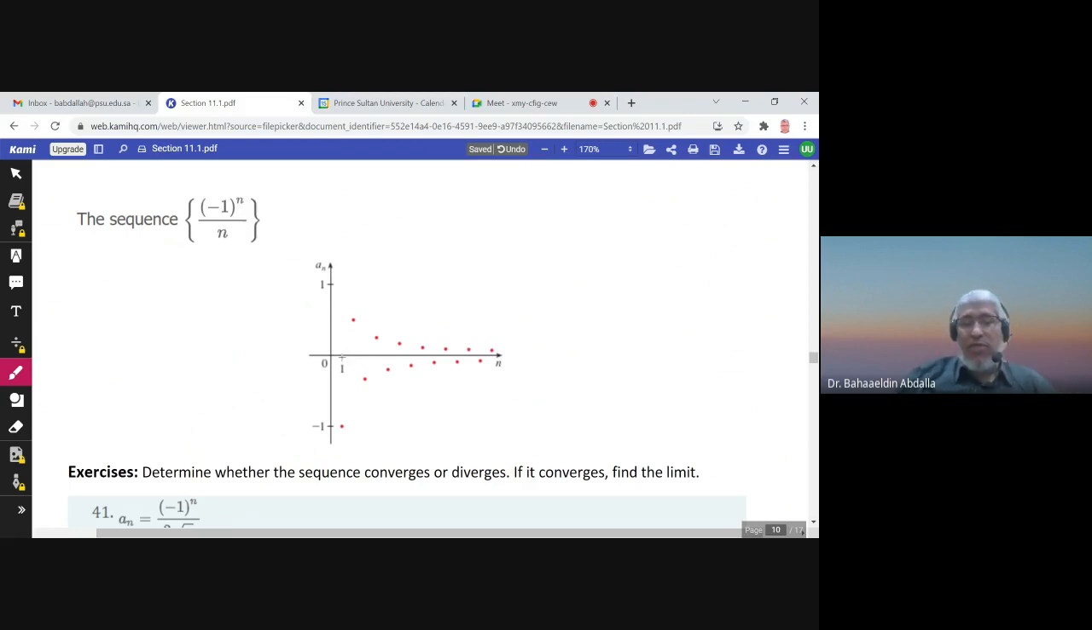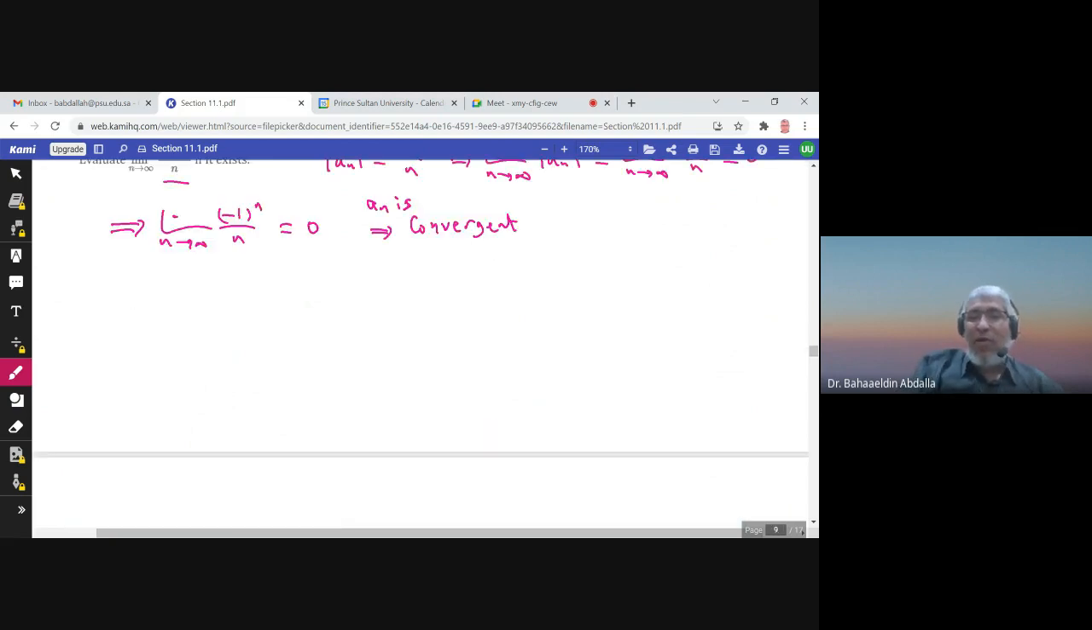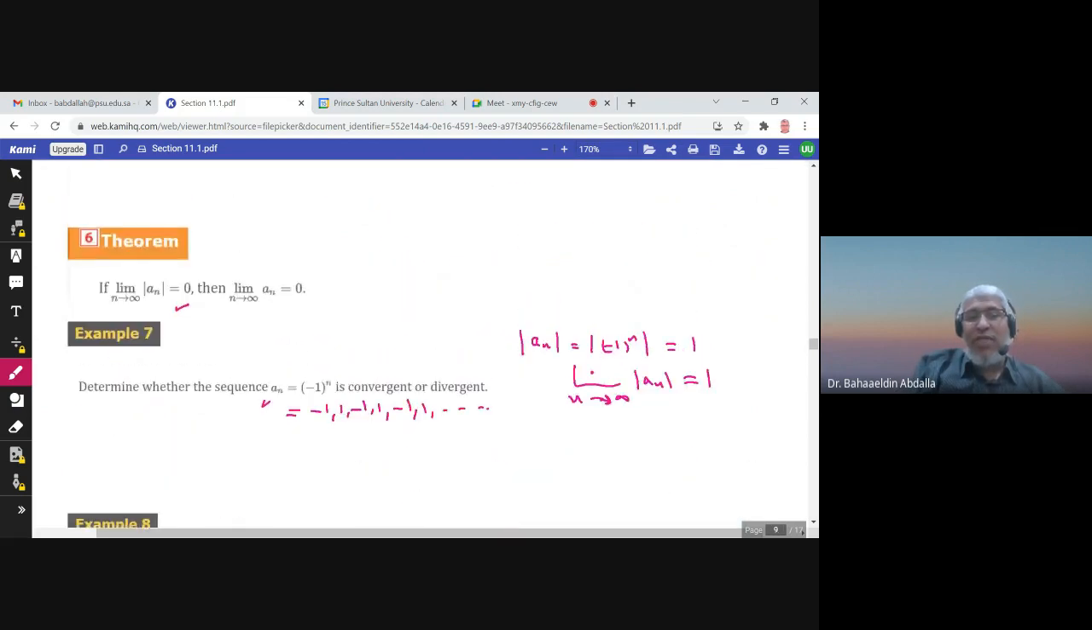And you can see that this is the sequence (-1)^n over n. At 1 it is -1, but at 2 it becomes a half. At 3 it becomes -1 over 3. At 4 it becomes 1 over 4, then -1 over 5. It approaches 0. It will come close to 0 from above and below, but it approaches 0 at the end. So it converges to 0. So that's the importance of this theorem.